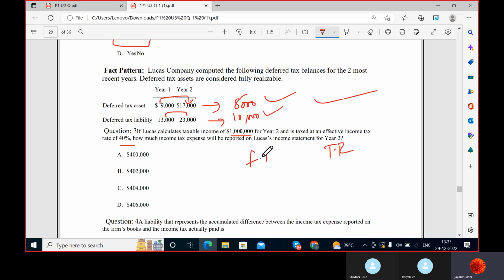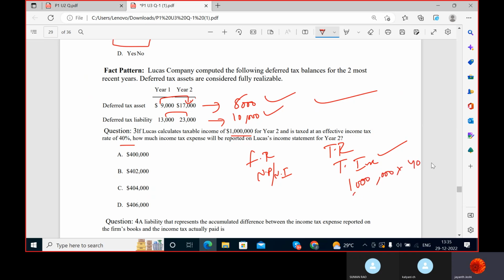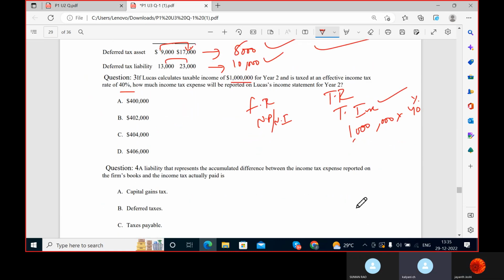This is the financial report. This will give you net profit or net income. This will give you taxable income. On this you pay taxes. So my taxable income is this one. On that I'll pay 40% tax. How much is the amount? 4 lakhs. This is my tax which I'll pay. That means this is my tax payable liability. Okay.